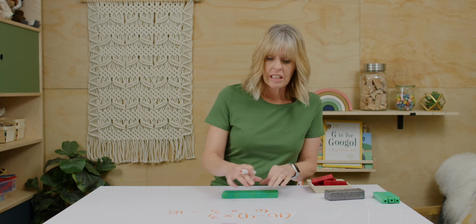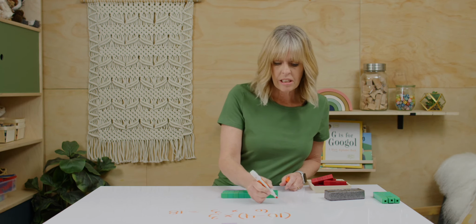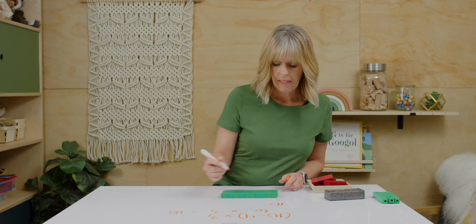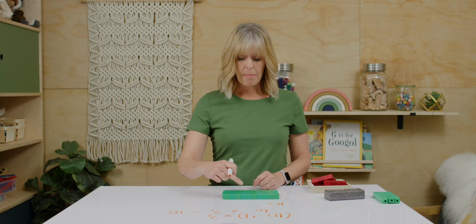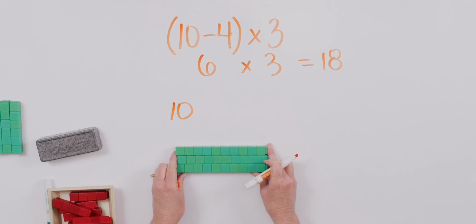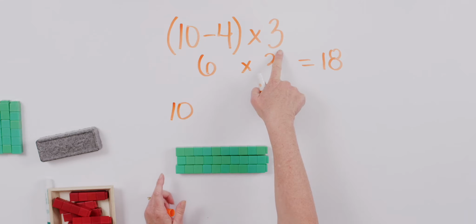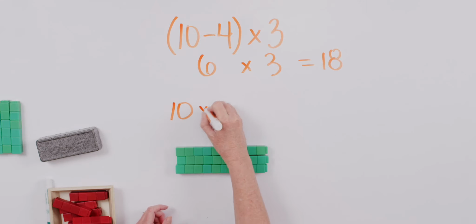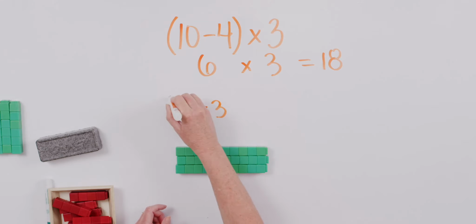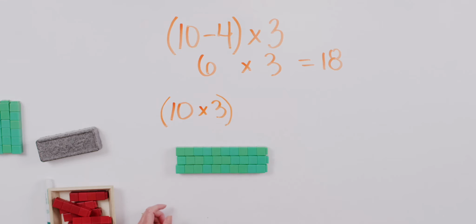So we can distribute our numbers around. We can start with 10 and we can multiply it by 1, 2, 3, right? Because initially we had 10, but we had 3 groups of them. So we can do 10 times 3. And then what might we do? Well, we would need to subtract the 4 from each one of them. So we need to subtract 3 groups of 4.